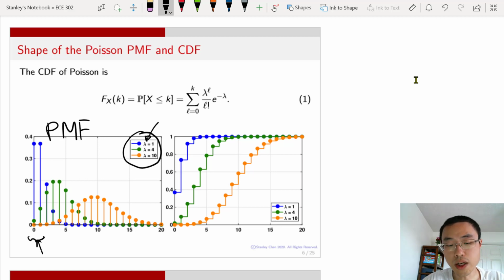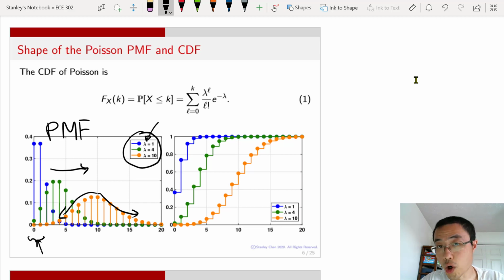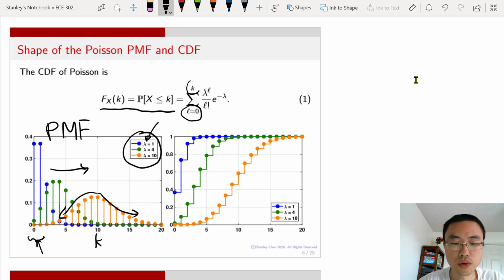As lambda goes to a bigger number, this distribution will move to the right-hand side. In addition, the spread of the distribution becomes bigger and bigger. So that is the PMF of a Poisson random variable depending on the value of lambda. And the x-axis here is the index k. So the cumulative distribution function of a Poisson, according to the definition, is just the summation of all the states from 0 all the way to k. And when you do the summation, you can see that I'm doing a cumulative sum of my PMF, and that will give me all these curves.